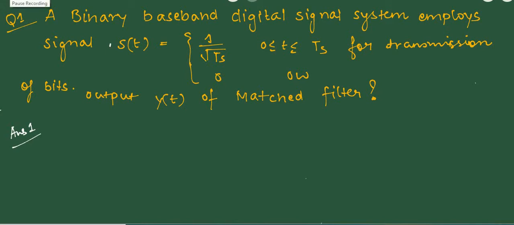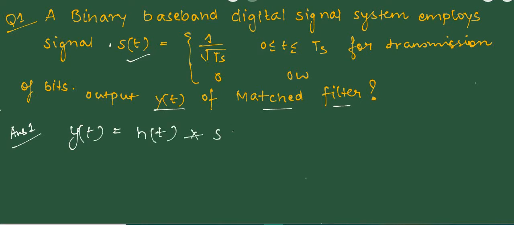The first question is that there is a binary baseband digital system, and here we have a signal for transmission, and we need to find the output y(t), which will be given by the matched filter. So first of all, we know that the output will be a convolution of the impulse response and the signal.